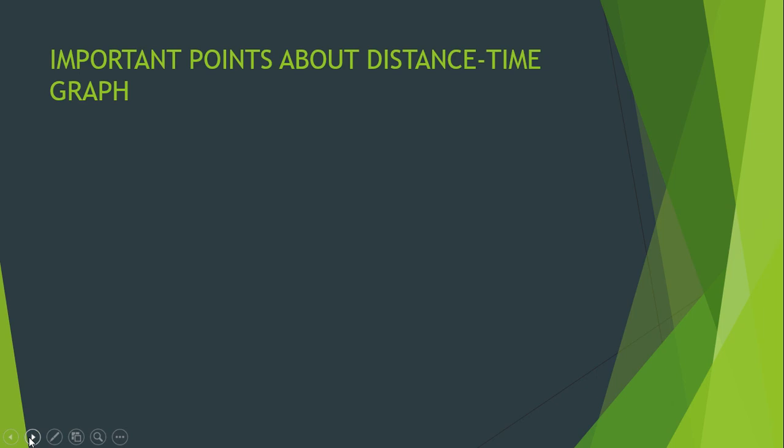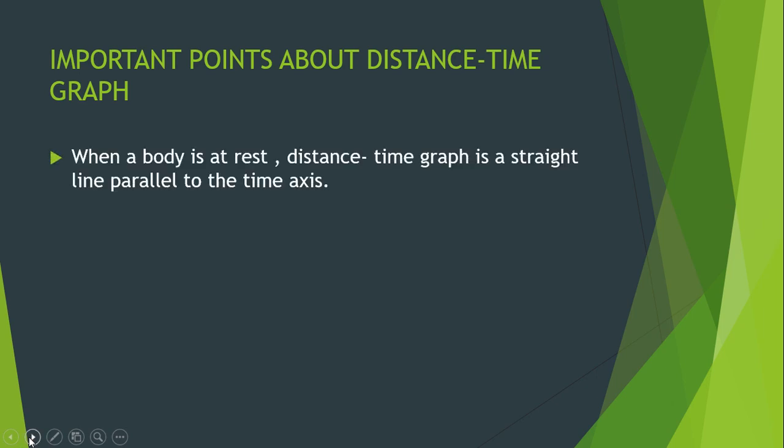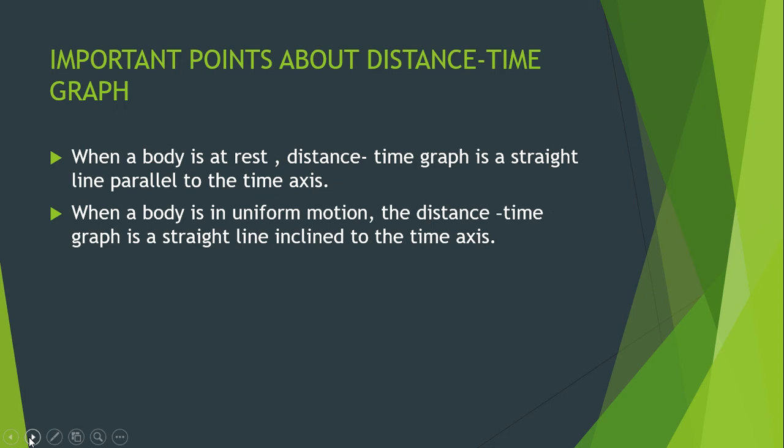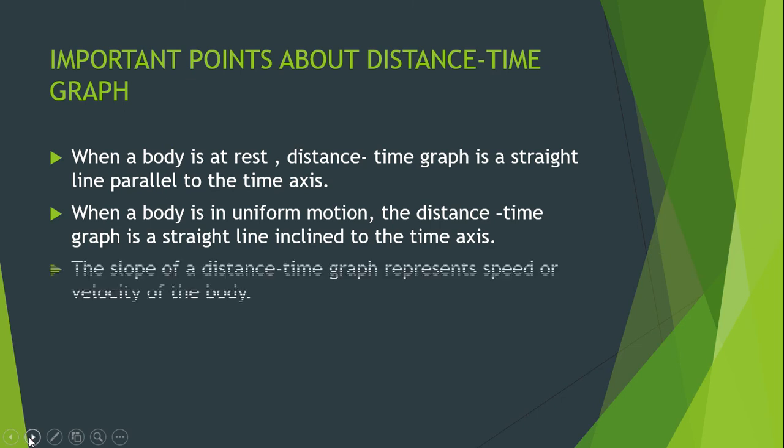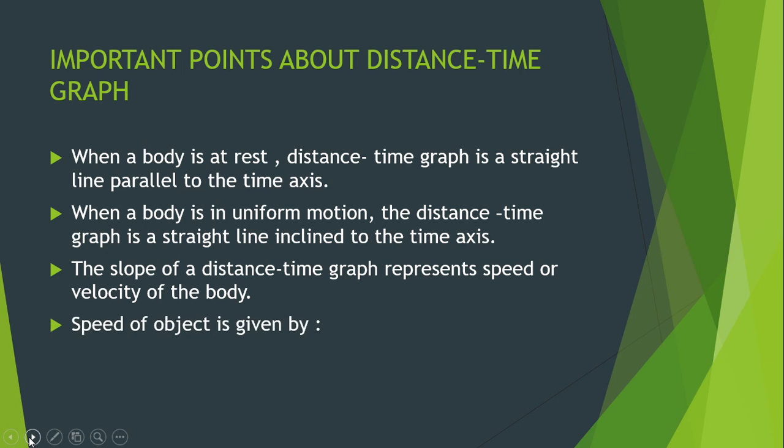Now we have a few important points about the distance time graph. When a body is at rest, the distance time graph is a straight line parallel to the time axis, which you have already seen in the very first slide. When a body is in uniform motion, the distance time graph is a straight line inclined to the time axis. This is very important to note. The slope of a distance time graph represents the speed or velocity of the object.